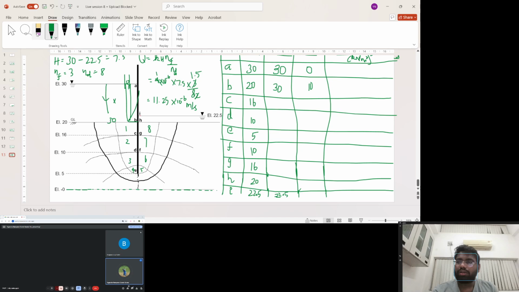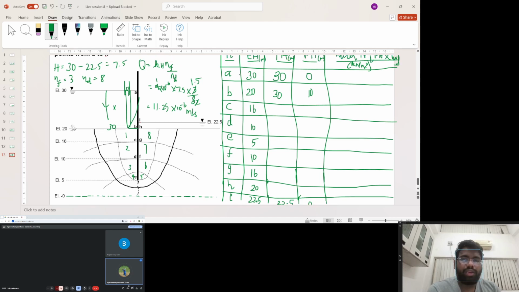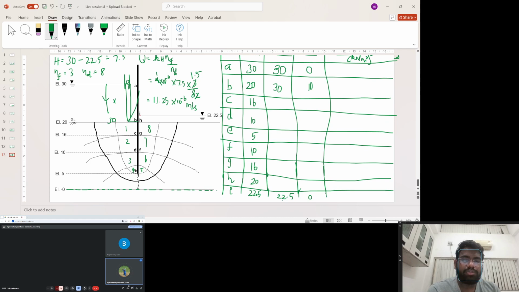Let us come back further. So let us be frank. Now at point H, and at least at point I, it is at atmospheric condition. So point I will be 0 and it will be 22.5. Now the head difference between point A and point I is 22.5.